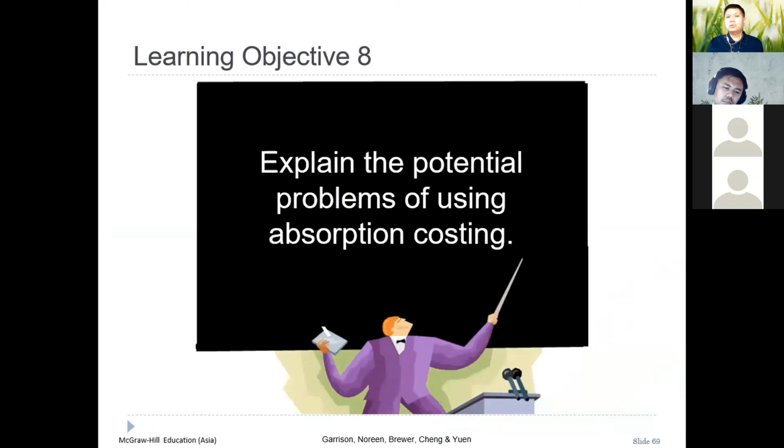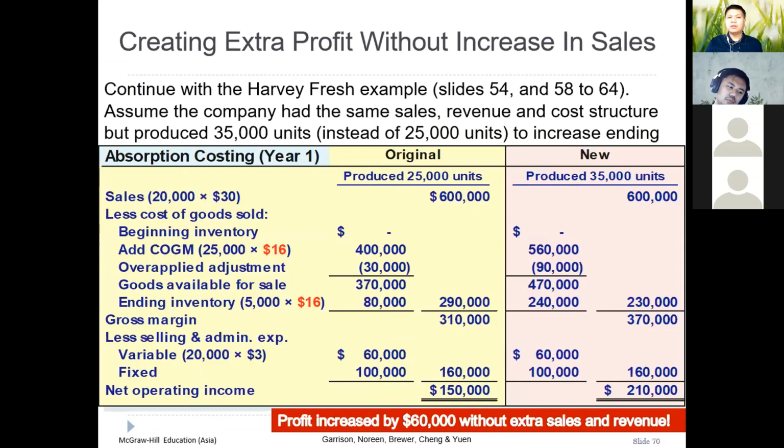Okay, now we go to learning objective number 8. Explain the potential problems of using absorption costing. This is the one for external reporting. In absorption costing, lahat ng elements of cost, direct materials, direct labor, variable and fixed manufacturing overhead, pumapasok silang lahat dun sa product cost.